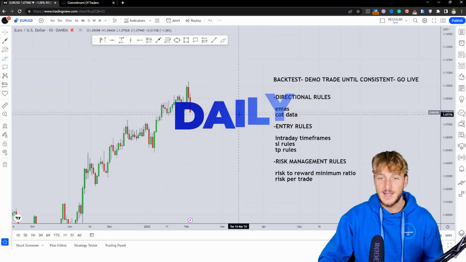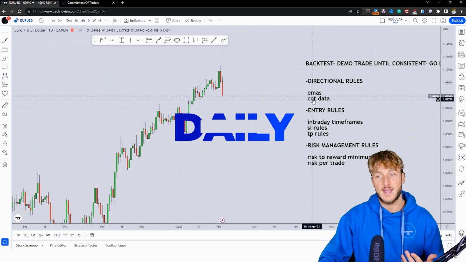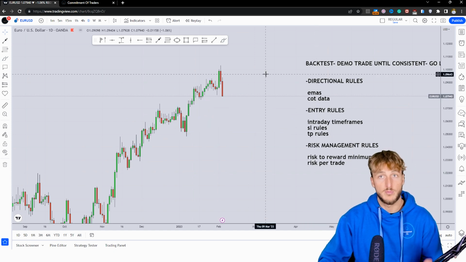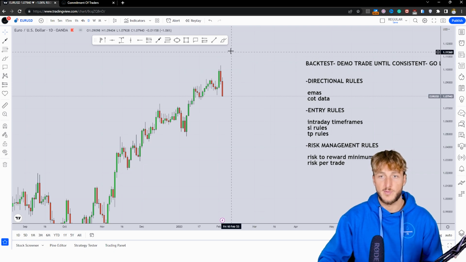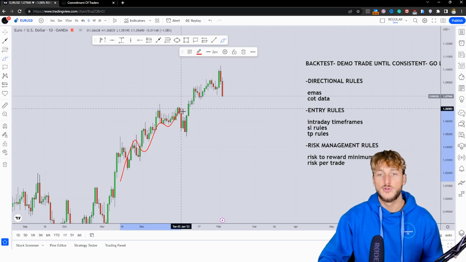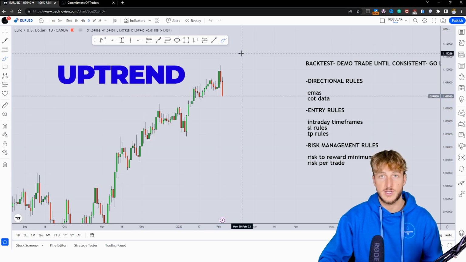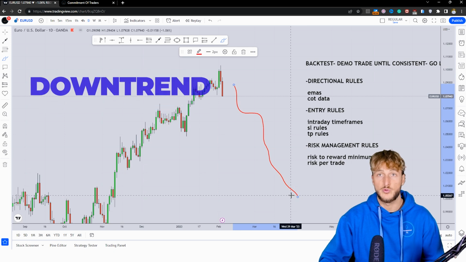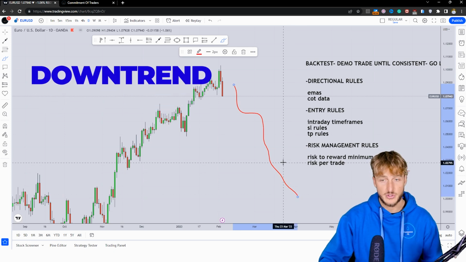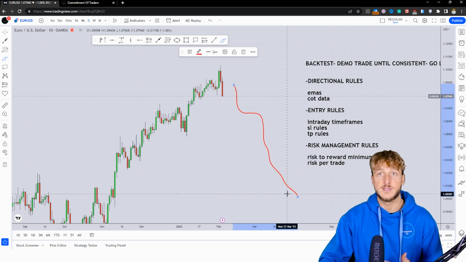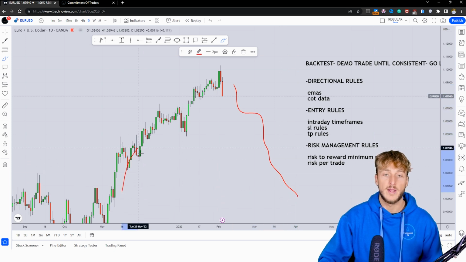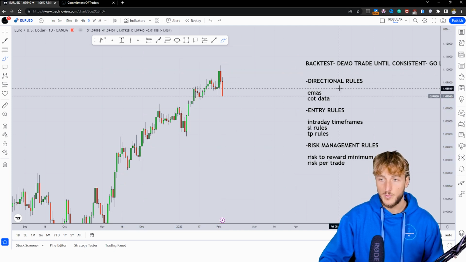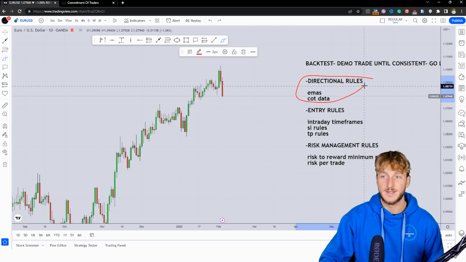So especially on the daily time frame, if the EMAs, and I will now speak about which EMAs, and the COT data are aligned to the bullish side, you have good probabilities of the market, especially from a daily perspective, to continue to trend to the bullish side. If they are aligned to the bearish side, you have high probabilities that the market will continue to trend to the lower side, so to the bearish side, meaning that in this case, shorts would be favored, while in this case, longs would be favored. So these two, we will be using them as our directional rules.